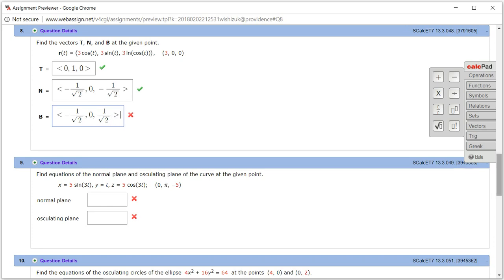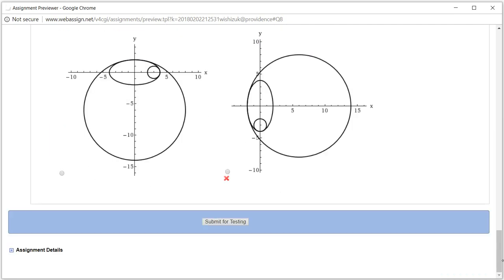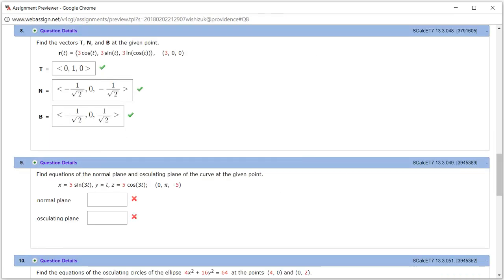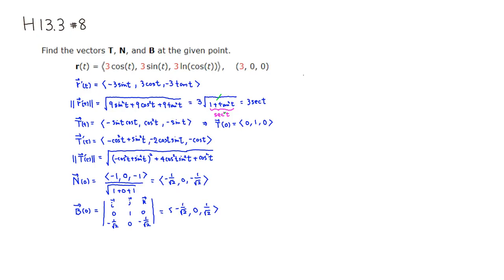So let's check the answer. Submit for testing. I came back and it looks like we got all 3 of these correctly. That's it. I hope that this was clear.